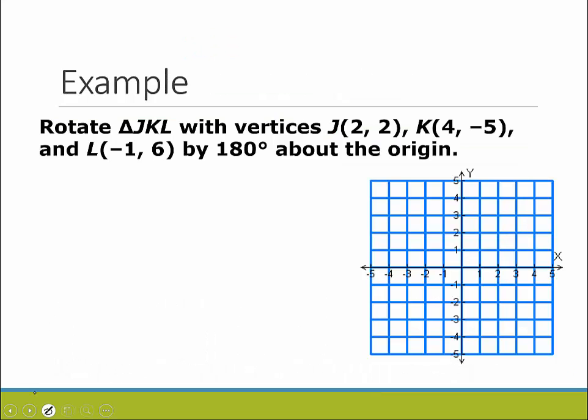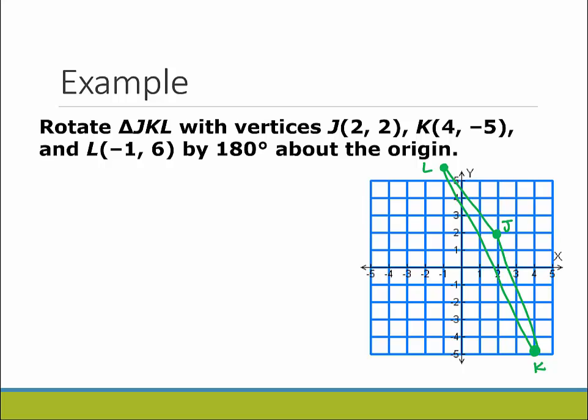So let's rotate this triangle 180 degrees about the origin. First let's put this triangle on there. 2, 2 is J. 4, negative 5 is K. And then L is negative 1, 6. So this is the crazy obtuse triangle that we have going on here.